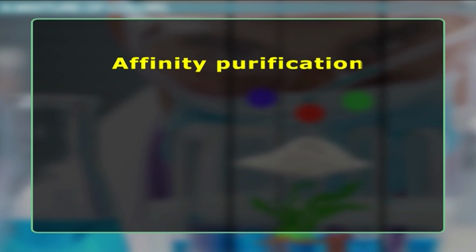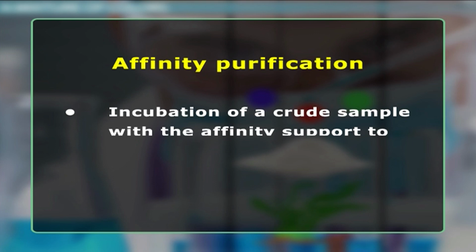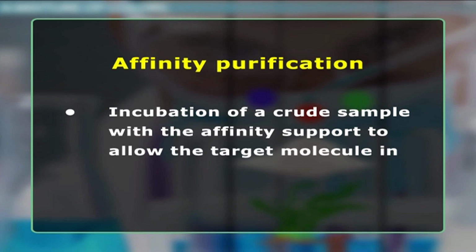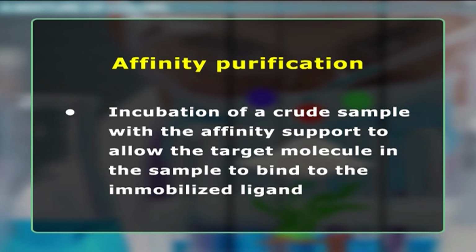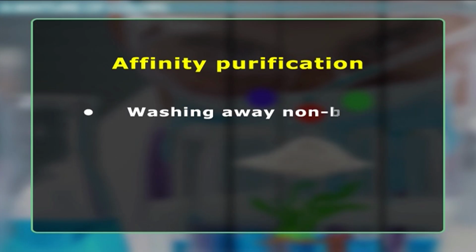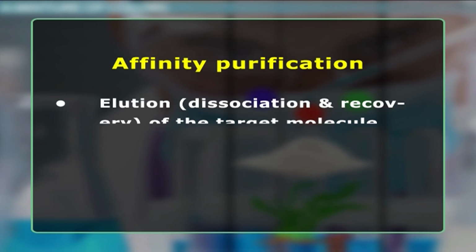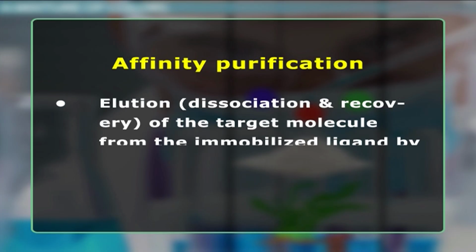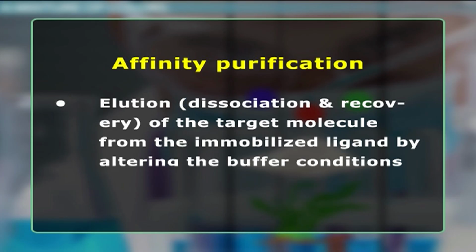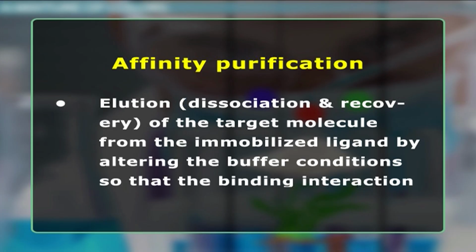Affinity purification involves three main steps. Number 1. Incubation of a crude sample with the affinity support to allow the target molecule in the sample to bind to the immobilized ligand. Number 2. Washing away non-bound sample components from the support. Number 3. Elution, dissociation and recovery of the target molecule from the immobilized ligand by altering the buffer conditions so that the binding interaction no longer occurs.